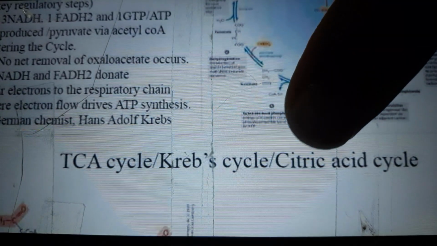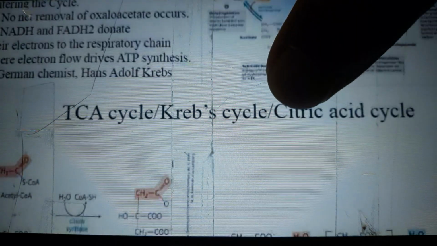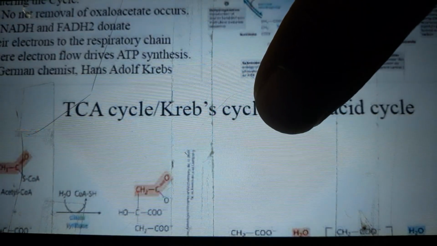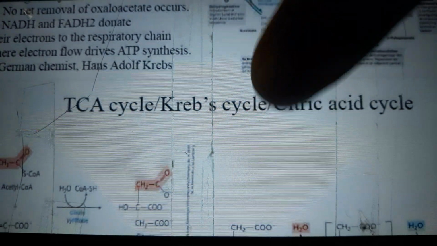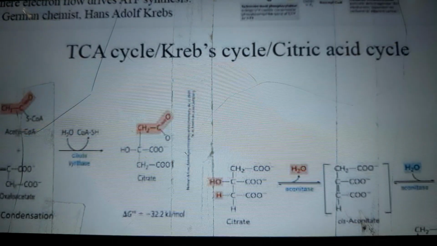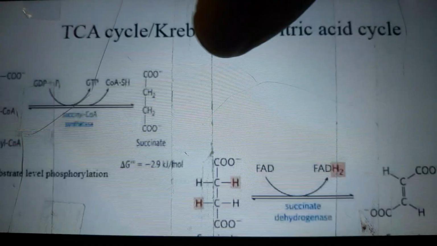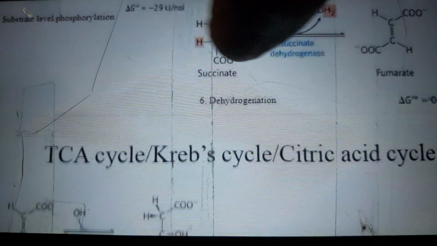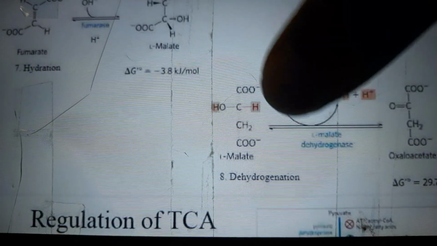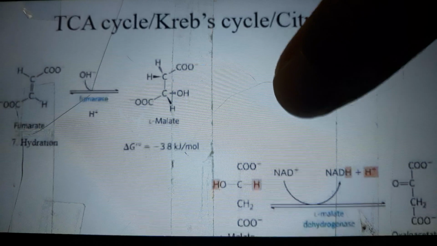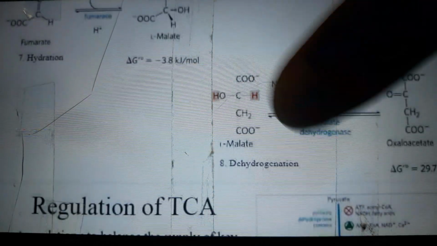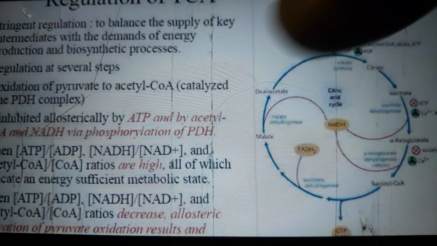No net removal of oxaloacetate occurs. NADH and FADH2 donate electrons to the respiratory chain, where the electron flow drives ATP synthesis. The German chemist Hans Adolf Krebs was the proponent of this. There is condensation, then oxidative decarboxylation, then substrate-level phosphorylation, and then the part of the cycle where fumarate is converted to malate, and malate to oxaloacetate.